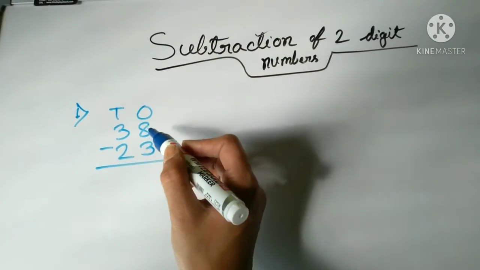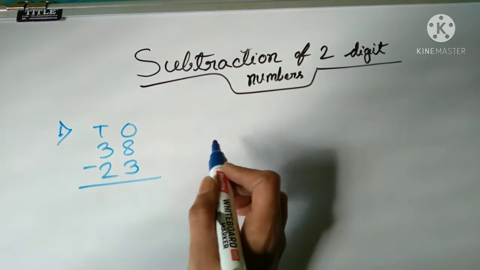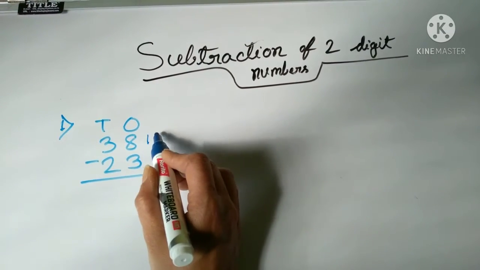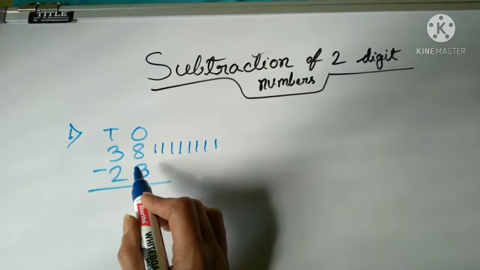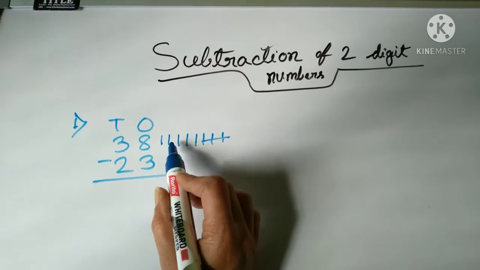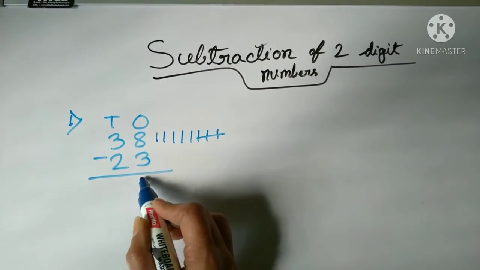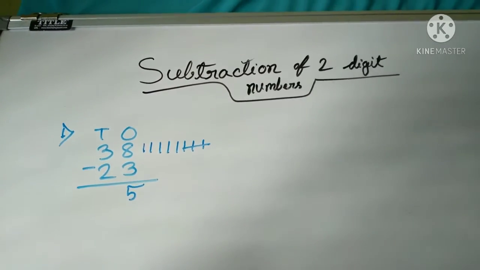Here, ones place 8 minus 3. You will draw standing lines beside the number: 1, 2, 3, 4, 5, 6, 7, 8. Cross out 3 of them. So how many are left? 1, 2, 3, 4, 5. So 8 minus 3 is 5.